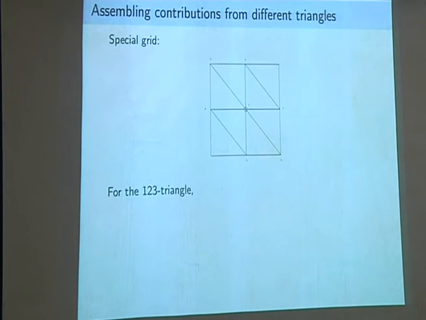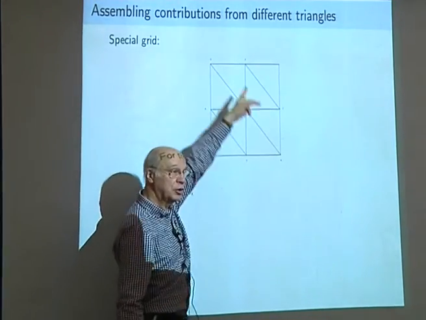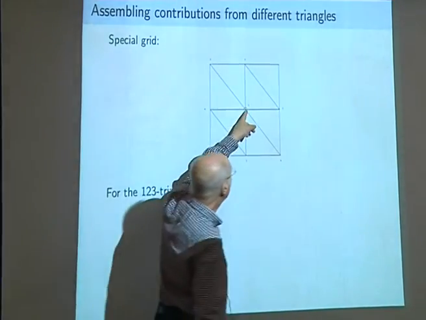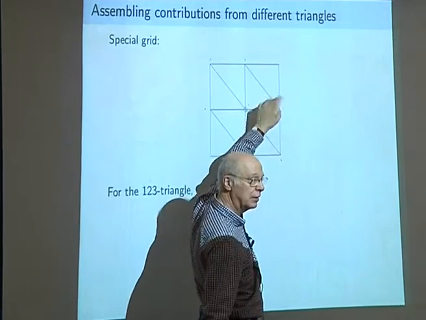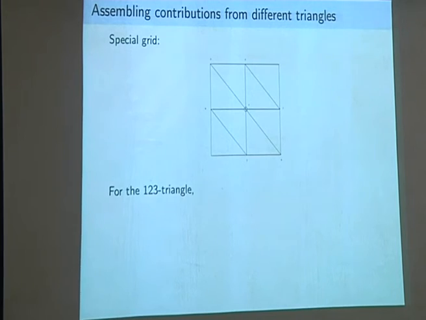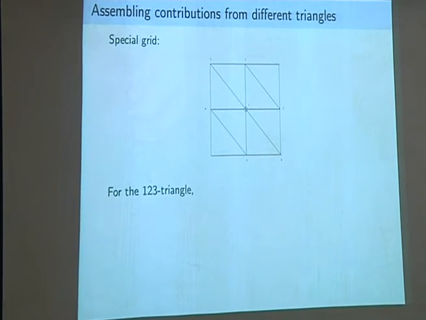Okay, so we were looking at one triangle, but of course, each vertex gets contributions from 6 triangles. I've put a rather simple grid so I can do all the calculations of all the angles. The angles are either 90 degrees or 45, so I happen to know the cotangents of those angles.